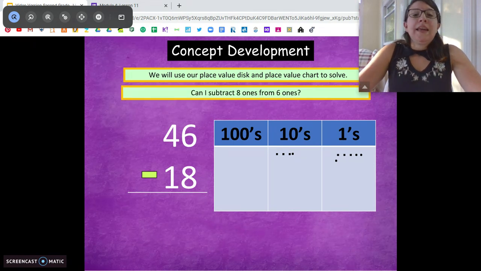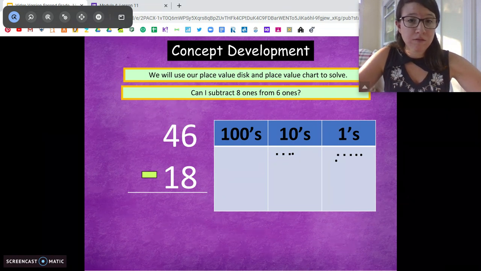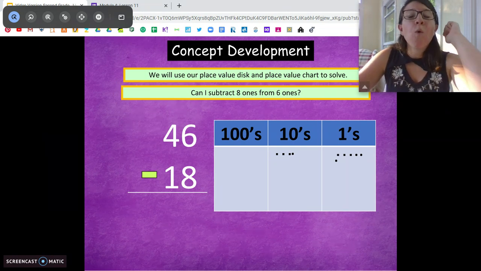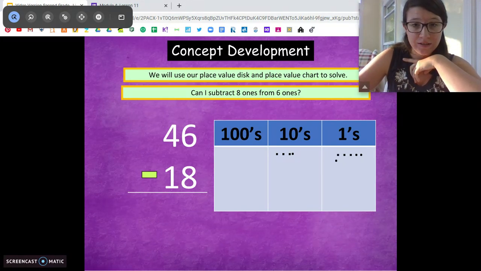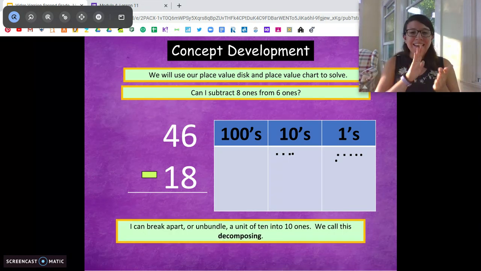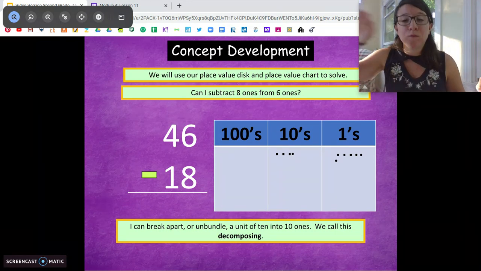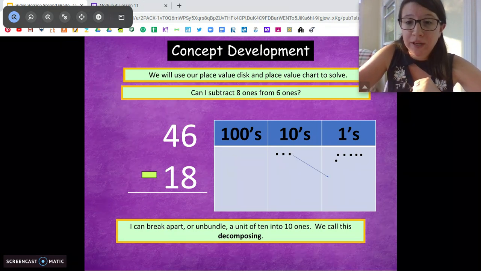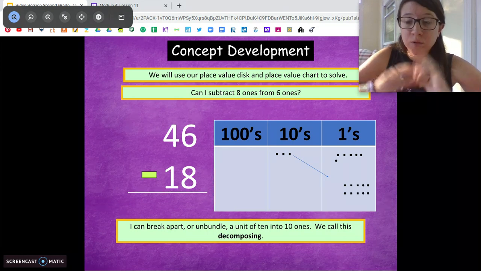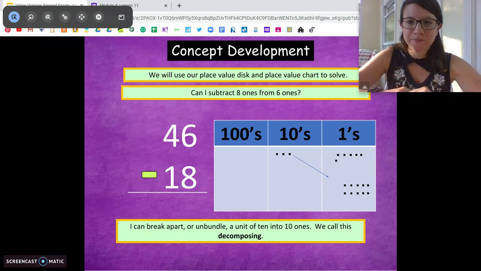Good? Okay. Can I subtract 8 ones from 6 ones? Do I have enough? I don't, right? Where can I get more ones to be able to subtract 8? Yeah, I can get it from my tens. I can unbundle, decompose from my tens, and move 10 ones over. So I'm going to do that now, and I want you to do it on your paper. You're going to take a 10 away, but you're going to add 10 ones. So pause, make sure your paper looks like my screen.